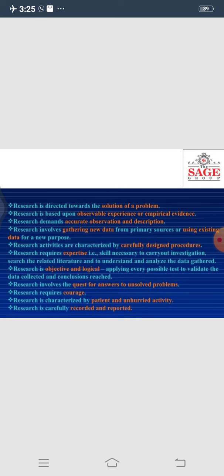Research involves gathering new data from a primary source or using existing data. Primary source means the first-hand respondents, that when you collect data, it becomes a primary source. Secondary source is when the data has been collected by someone for some purpose, but you're using that data for your research, it becomes the secondary research.